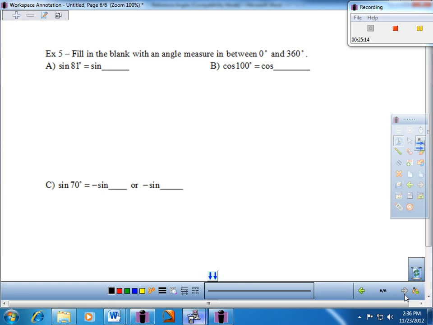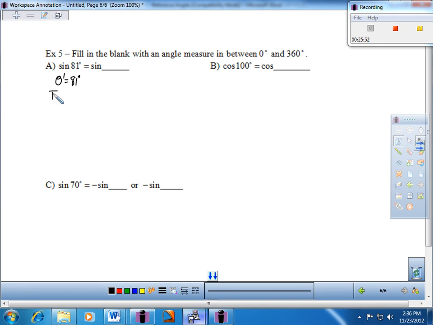Okay, last one. So example 5, let's see if we can do A, B, and C, and let's start them out here. It says fill in the blank with an angle measure in between 0 and 360 degrees. So the sine of 81 degrees is some ratio. There happens to be another angle between 0 and 360 that has the exact same sine ratio. Let's find it. I'm hoping you've seen now, it's all in relation to reference angles. So theta prime is 81 degrees.